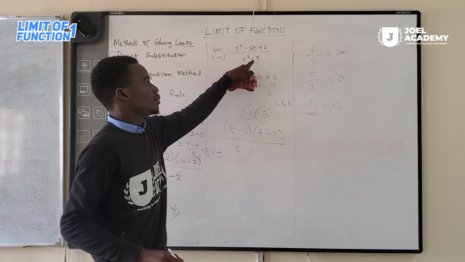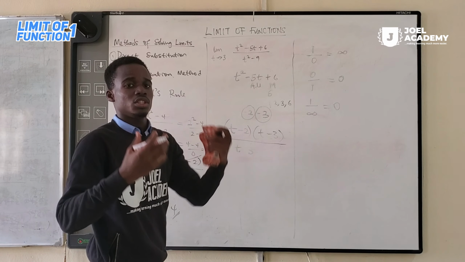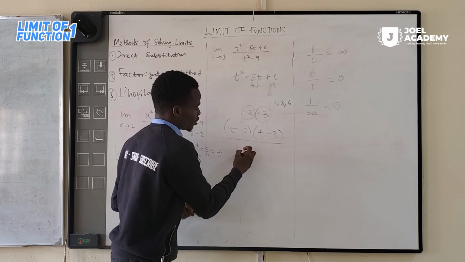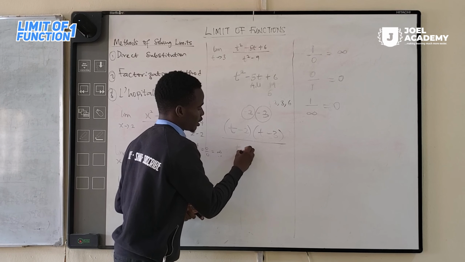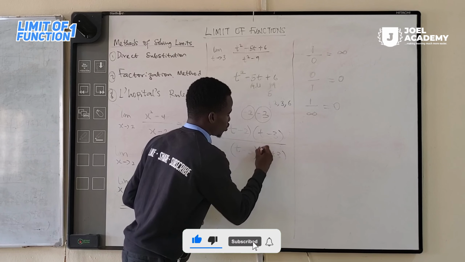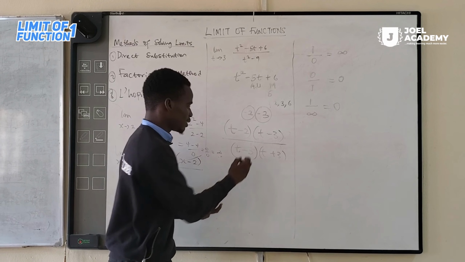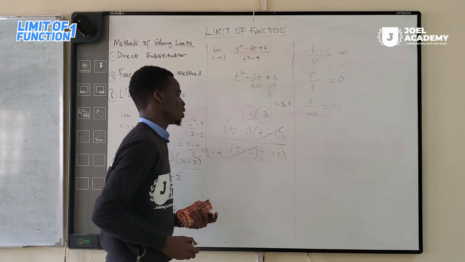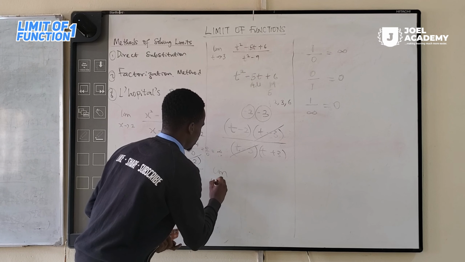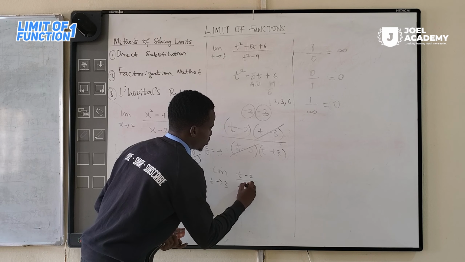Since both of them are squares and there's a minus sign in between, we use this shortcut, difference of two squares, to solve this. So we put minus in one and plus in the other, t plus 3. So we are done factorizing them, and then we see that t minus 3 cancels t minus 3. We're left with the limit as t tends to 3 of t minus 2 over t plus 3.